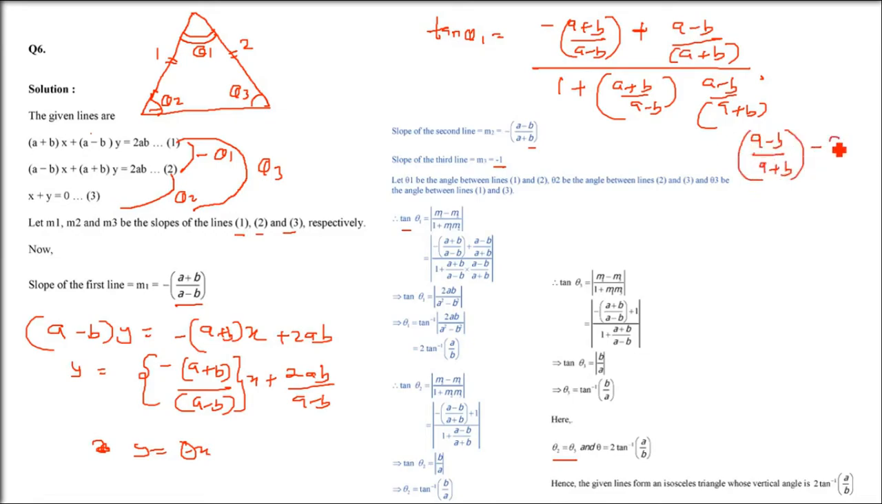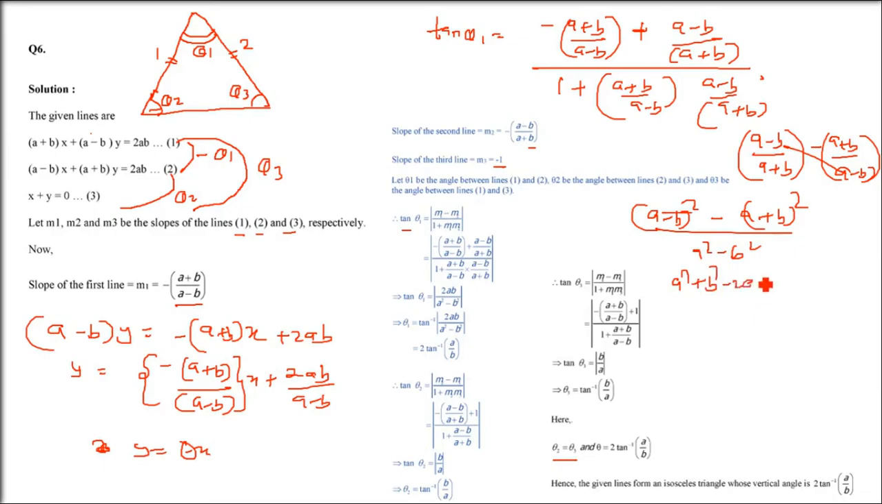A minus b by a plus b minus a plus b by a minus b. So this is a minus b whole square minus a plus b whole square, divided by a square minus b square. A square plus b square minus 2ab, minus a square plus b square plus 2ab, divided by a square minus b square. So in the numerator minus 4ab is going to come.